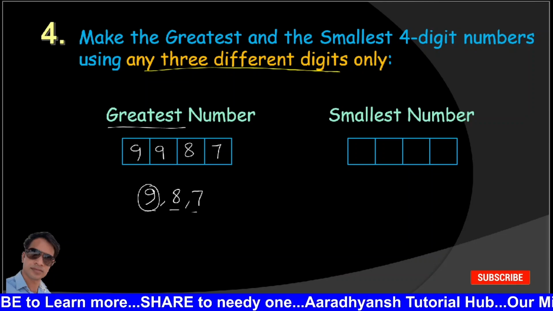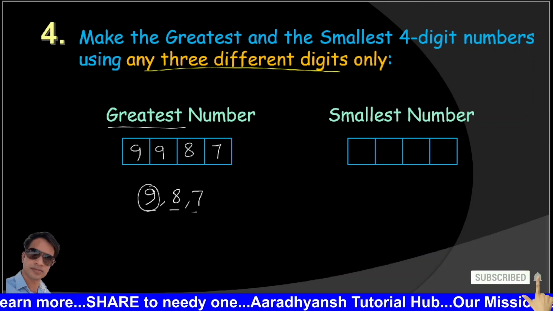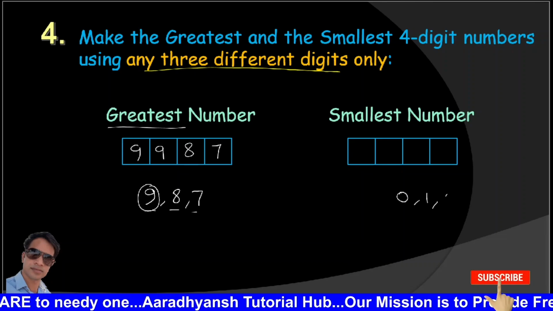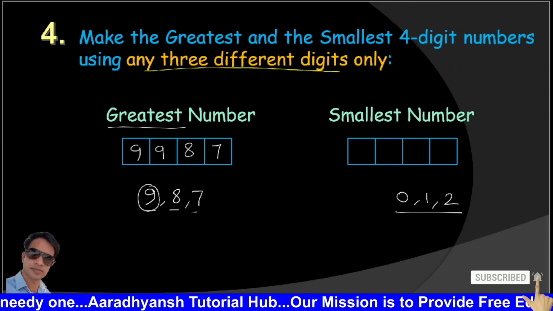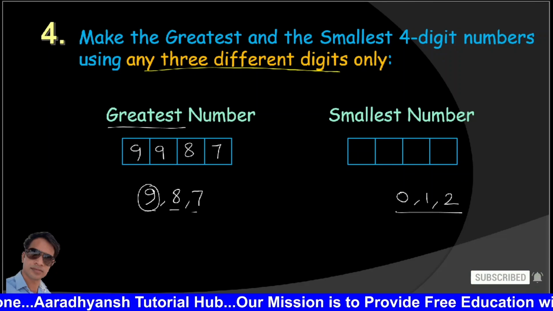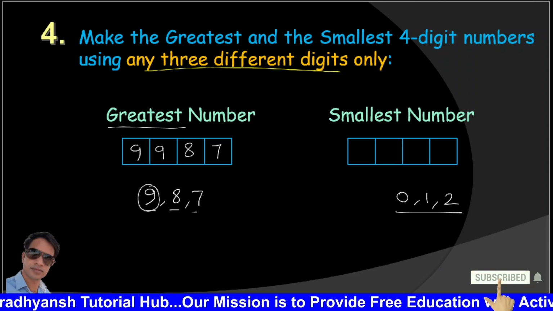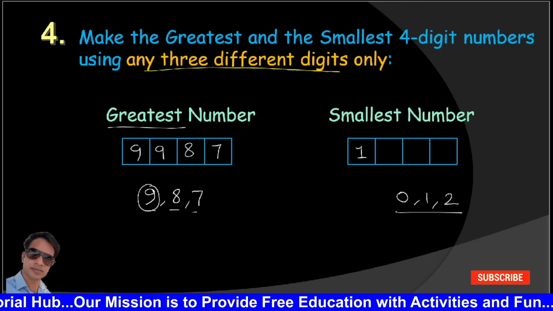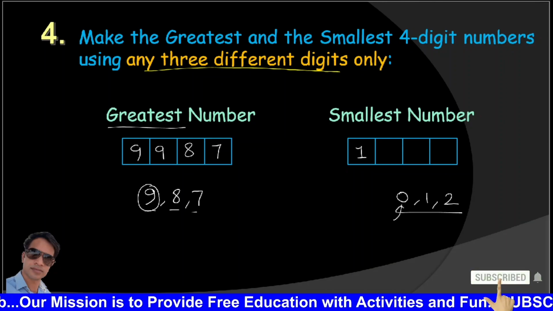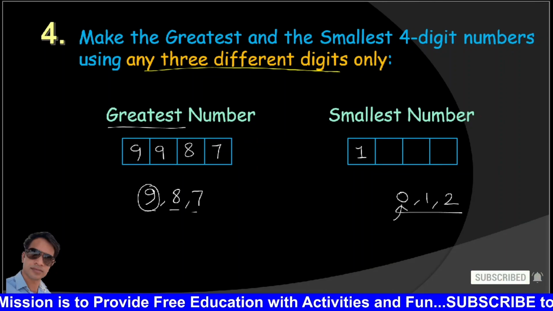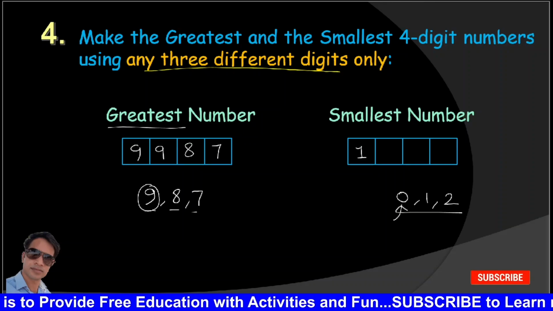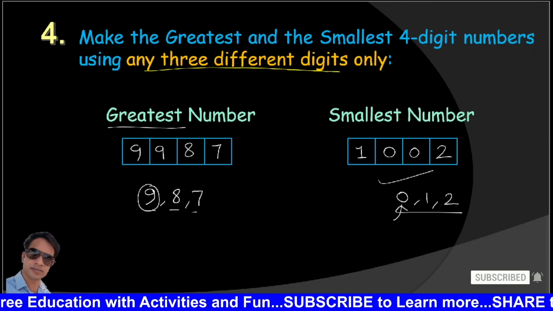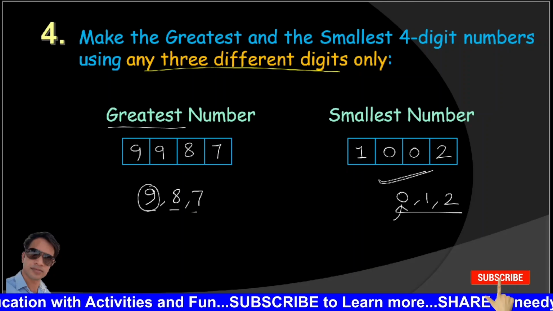And to make the smallest number, we have to use the smallest digits. There are 0, 1 and 2. These are the 3 smallest digits, and you know very well we cannot start a number with 0, so begin with 1. Okay, but the smallest digit is still 0, so repeat 0 2 times like this, and 2 at the last, and this is the smallest 4-digit number.